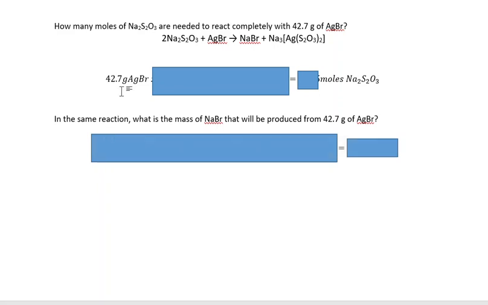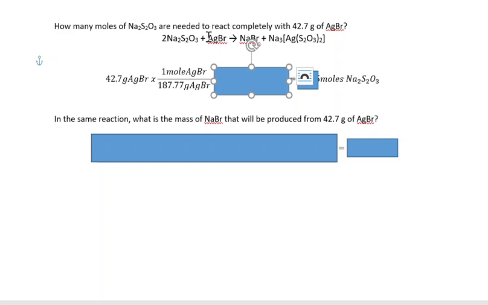And to do that, I'll look up silver on the periodic chart of the elements, add it to the mass of bromine, and come up with the molecular mass of silver bromide. And that's 187.77 grams for every 1 mole. And if I just take 42.7 divided by that, that would tell me how many moles of silver bromide I had. But I need to know now my mole ratio between silver bromide and sodium thiosulfate.